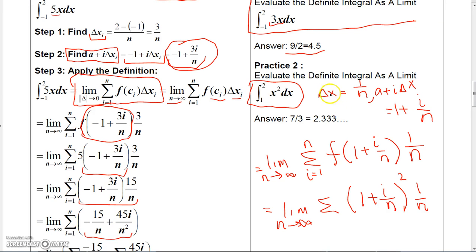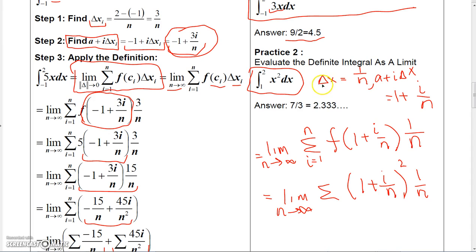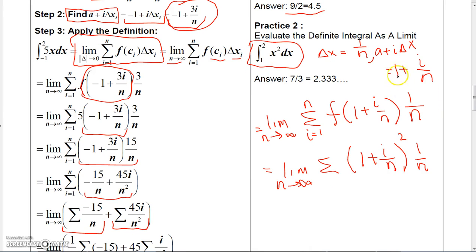Okay, so at least I'll set this up for you, and then you can do that. And then after I do that, I'll move on to the next video. So delta x is just 2 minus 1 over n. So that's just going to be 1 over n. And then a plus i delta x, with a being the lower bound here, 1, would be 1 plus i delta x. Well, delta x is 1 over n, so i times 1 over n is just i over n. So 1 plus i over n is a plus i delta x. And so that's what we're going to use for our c value.